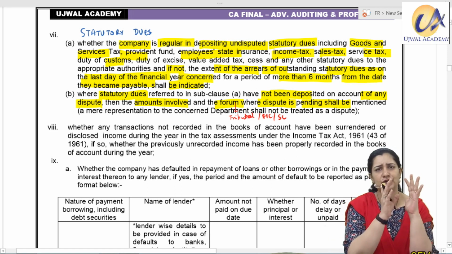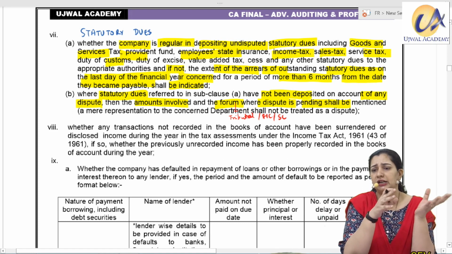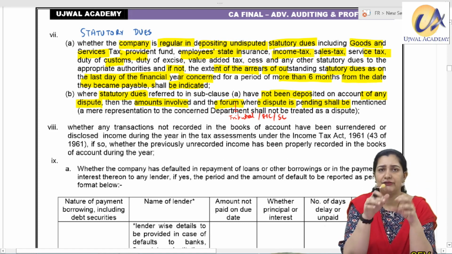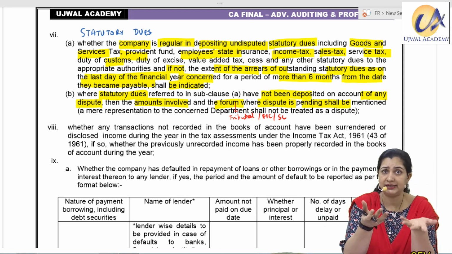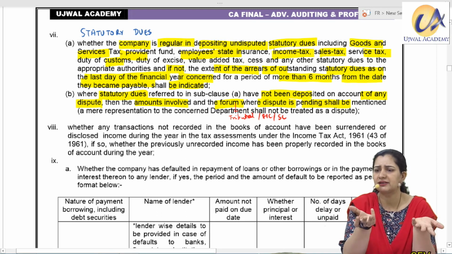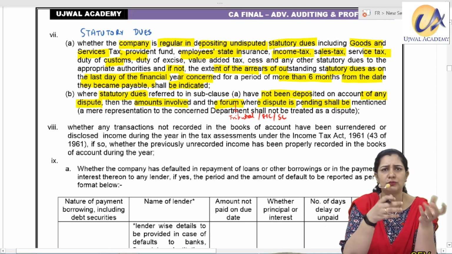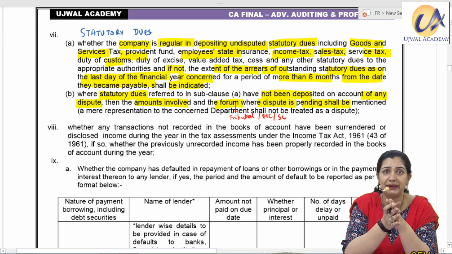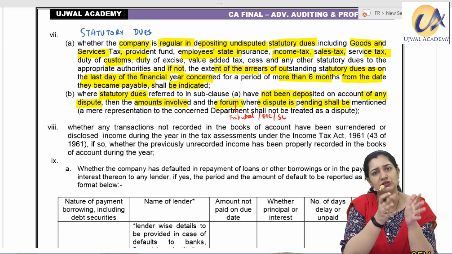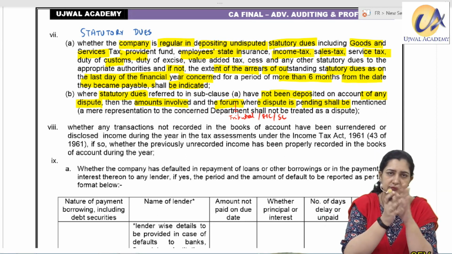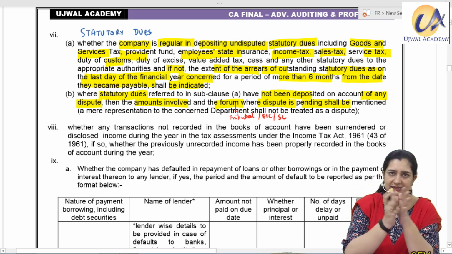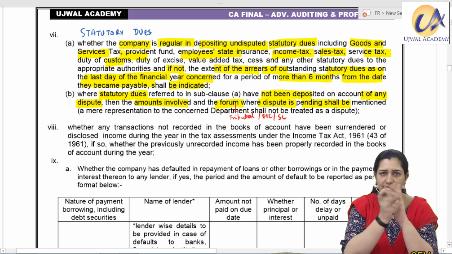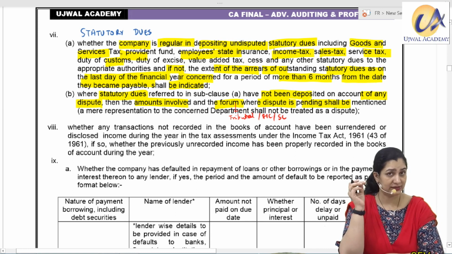Okay. So statutory dues, are you regularly paying? If not paying, give the details. If it is a dispute, give the dispute details. What is the amount? Where is the case pending, at High Court, Supreme Court, Tribunal? Give the details. Statutory dues, point number 7. Okay, so 7 points are over. I hope this is clear.